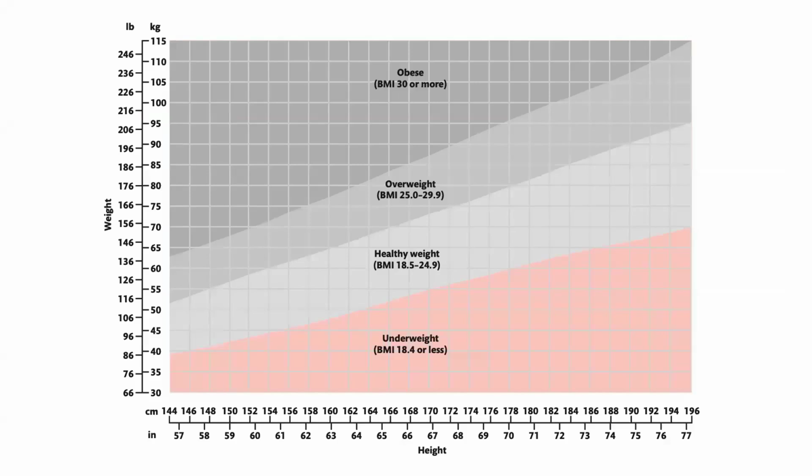So here you can see the comparison table showing the weight and height. For obese, BMI is 30 or more. Overweight would be 25 to 29.9. Healthy weight is 18.5 to 24.9. Underweight would be a BMI of 18.4 or less.